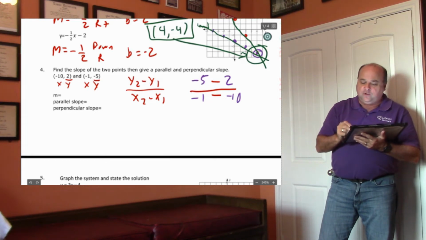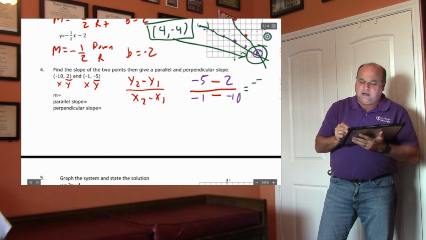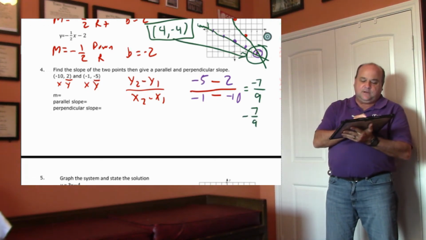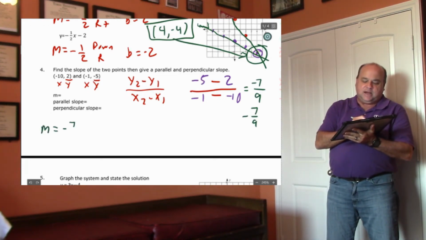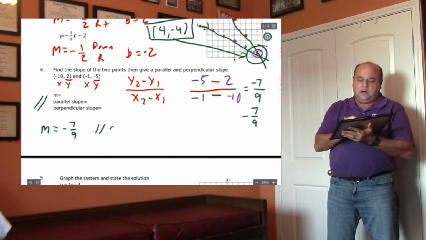Okay, I'm going to do this by hand, and this is going to be a wicked slope. So this slope is going to be negative 7 over 9. So my slope is negative 7 over 9. The symbol for parallel is this, so my parallel slope will not change. It's going to be negative 7 over 9.